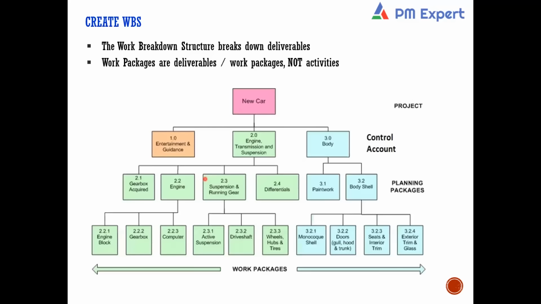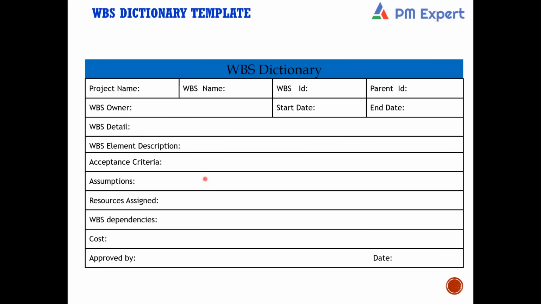Can we call the WBS dictionary a contract paper or something, for a small project? See, many times we treat SOW also as a contract. Yes or no? I'm not really sure. Sometimes we use SOW as a contract. For whom? For the supplier. Yes, we can use it as a contract for the supplier.